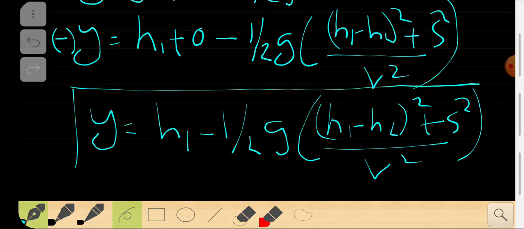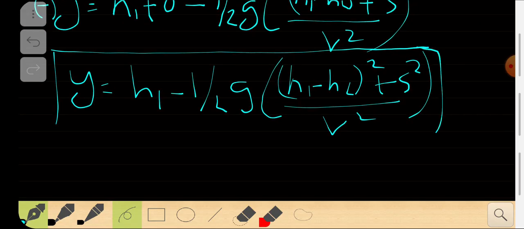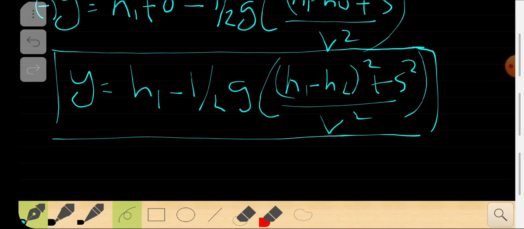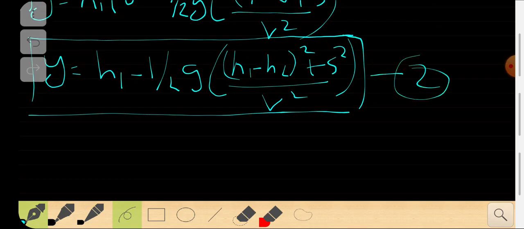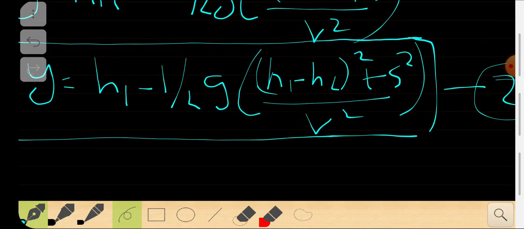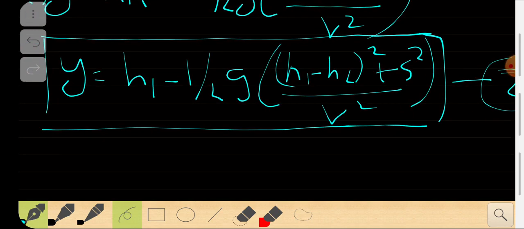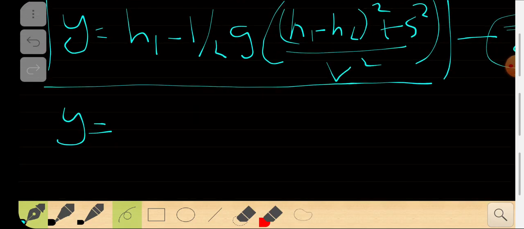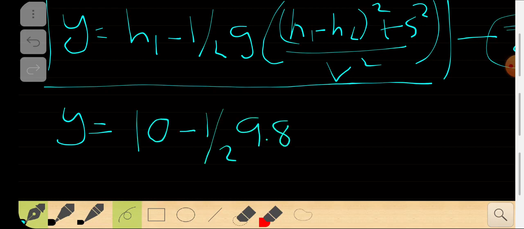This is the equation of the ball falling down, right? Let's call this equation 2. So this equation, the t square, we already know it to be 7.8, right? So let's substitute that back. Y is equal to h1, which was 10 meters, minus half g, which is 9.8 meters per second square, times what is inside, 7.8. We have already calculated that.